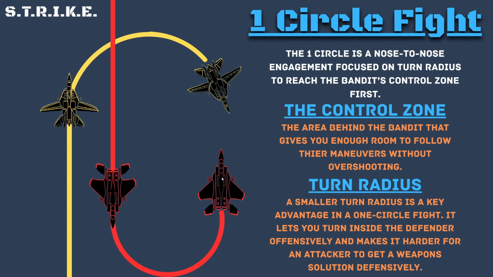So basically, let's just say this aircraft can turn a lot sharper than this aircraft. You're going to want to turn in, and let's just say you shot them back here and turned in. That's where you'd beat them on nose authority basically in the one circle.